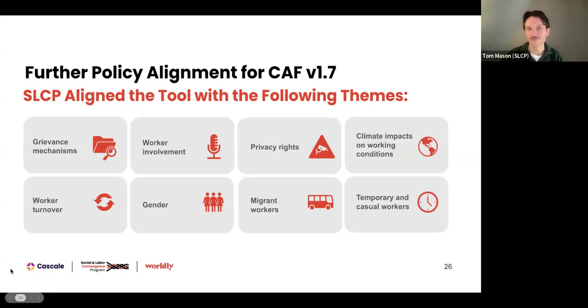So grievance mechanisms, worker involvement, privacy rights, climate impacts on working conditions, worker turnover, gender, migrant workers, and temporary and casual workers. These are all specific topics that are covered by pieces of legislation that are coming through at the moment. And what we've done is try to refine the questions in the CAF to better capture data so that it can maximize the CAF's usefulness in compliance and implementing these pieces of legislation.